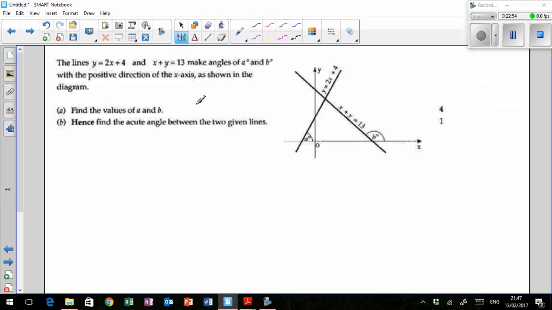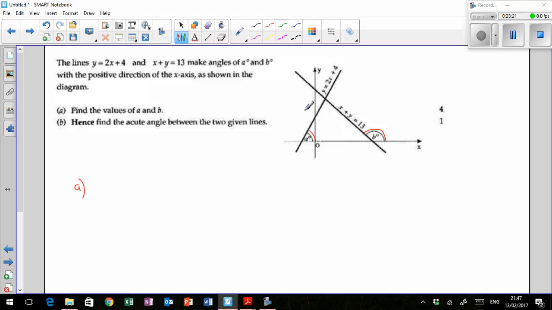So 2 more questions to go. Sorry, it's quite a long video. So the lines y equals 2x plus 4 make angles of A and B. Again, they're both with the positive direction of the x-axis. Find the values of A and B. So firstly, we know that these angles here, because they're both with the positive direction of the x-axis, are closely related to the gradient.